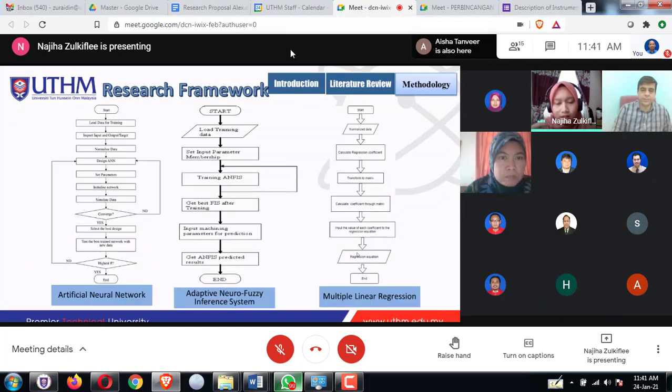First, load the training data, set the input parameter membership, and then train the ANFIS. During the training process, the parameter membership is modified to get the best FIS after training. FIS here is fuzzy inference system. After getting the best FIS after training, input the machining parameter for prediction, and then get the FIS to predict the result.